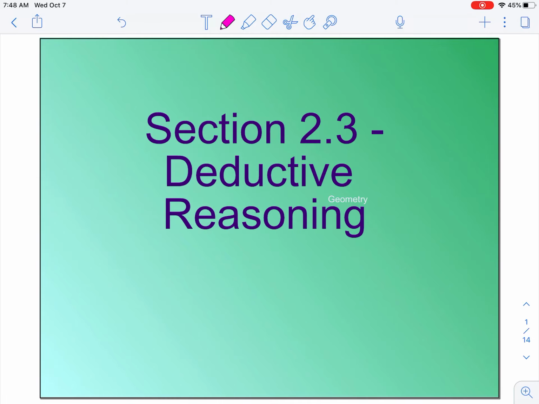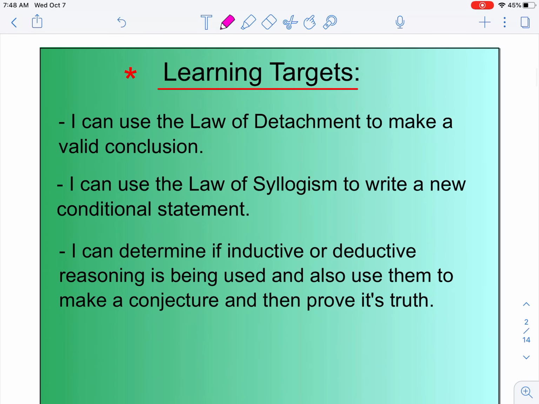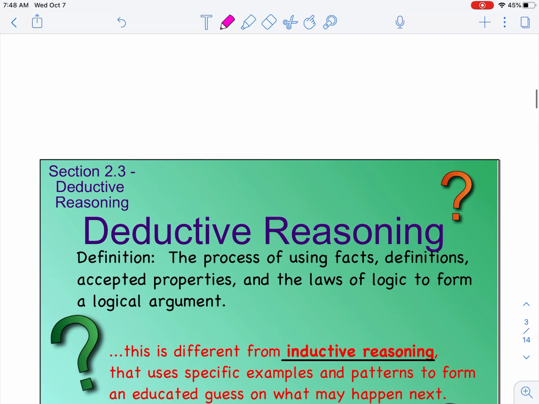Section 2.3, deductive reasoning. Again, we are going to work on some deductive reasoning pieces, and in this particular lesson, we are going to talk about the law of detachment and law of syllogism, which is logic chains. And then we're going to review inductive and deductive reasoning and the differences between them.